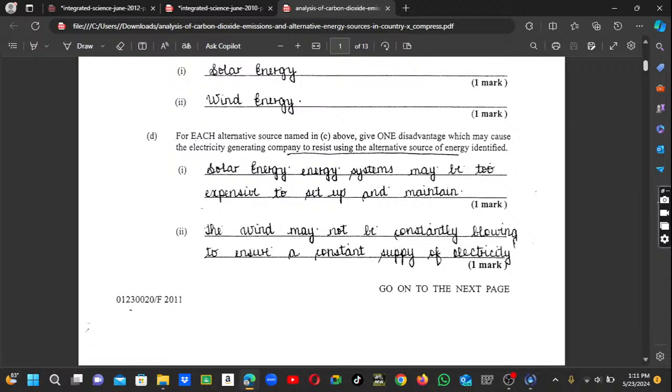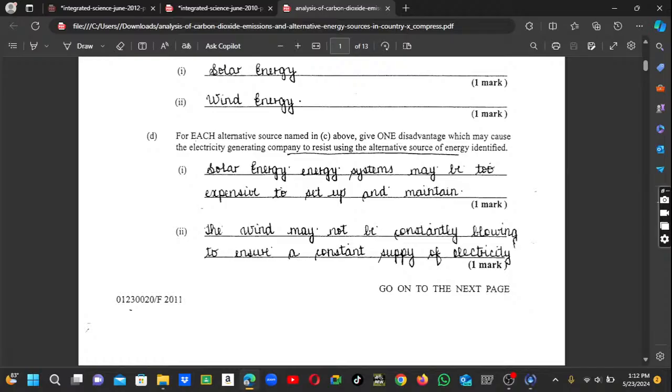Now for each alternative source, we need to give one disadvantage that may cause the electricity generating company to resist using the alternative source of energy identified. So we are talking about solar energy, guys. We know that a solar energy system may be too expensive, because it's not easy to set up and to maintain. Therefore it will be too expensive. Also about the wind now.